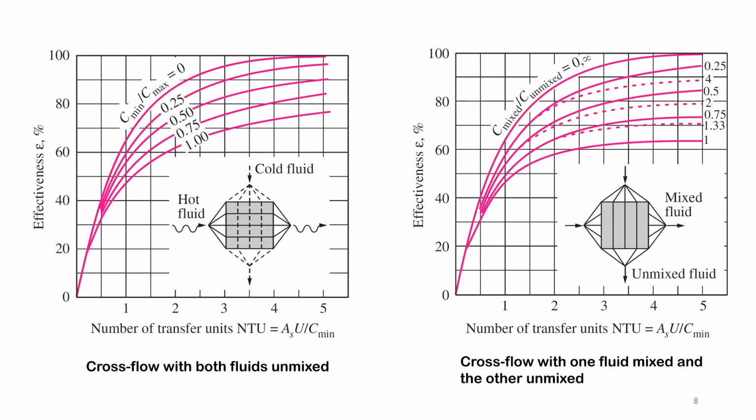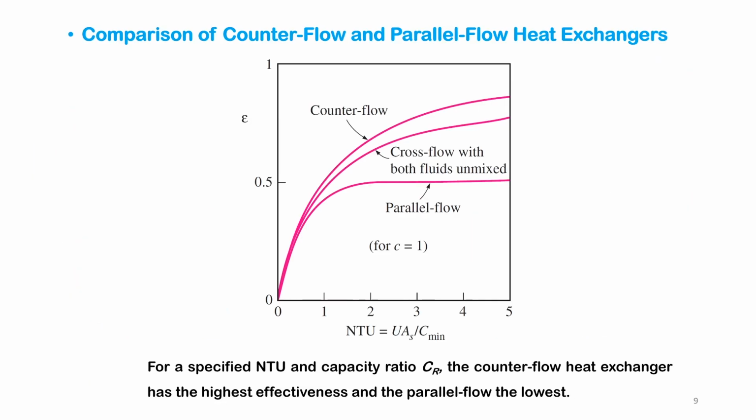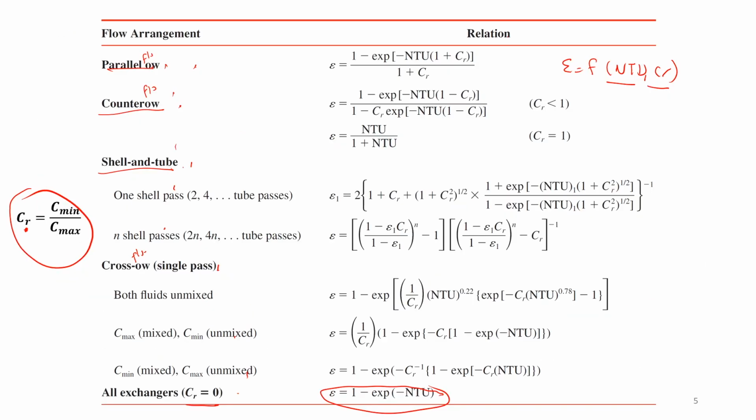And we have cross flow, with both fluids unmixed, and with one mixed and the other unmixed. Again, everything is also given in these equations. So if you don't like to read from the figures, you can use the equations. That is maybe more accurate.